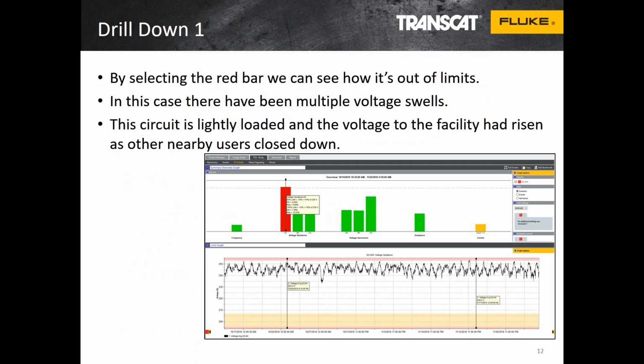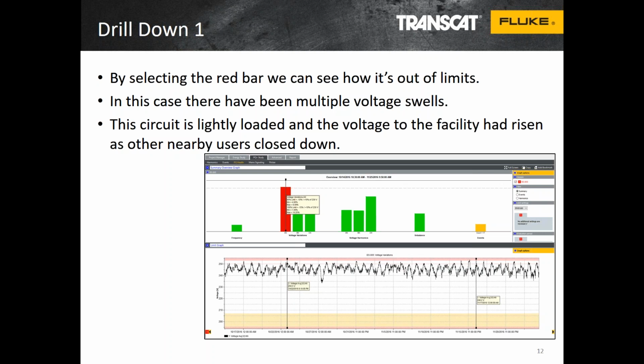So we go to the red bar and we drill down to a different level, and we select the red bar, and we can see that when we look at the bottom graph here, we have the limit line. You can see the pink line at the top. And what we can see is that the black trace of the voltage is going through that limit line at certain points in time. So we have voltage swells on this circuit, just this one circuit as opposed to the other.